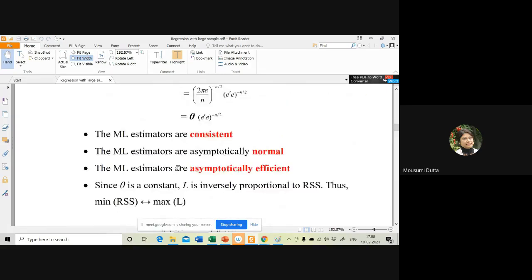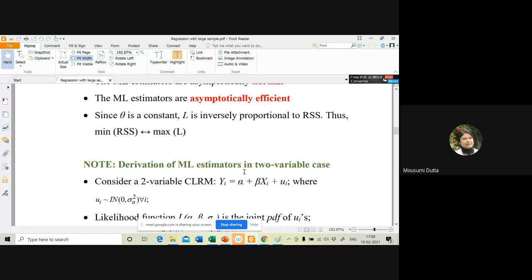Then I'm mentioning that ML estimators are consistent. Here we will not talk about unbiasedness. ML estimators are asymptotically normal. In the case of least squares, we say that beta hat is normally distributed. Here I'm saying asymptotically normal because in all the cases, I have to keep in mind that n is tending towards infinity. So asymptotic things are coming. These things are important.